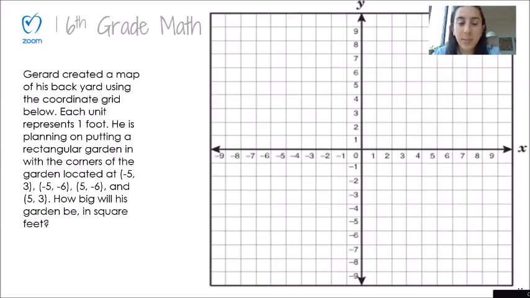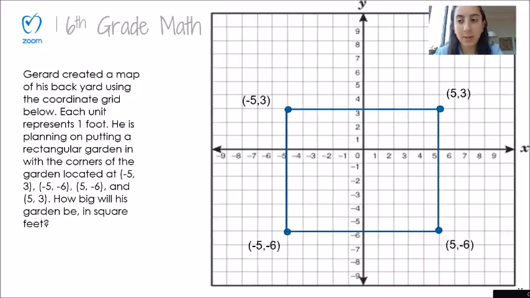When I plot these points on my coordinate grid, using what I know about traveling horizontally for my x value, or my first value, and vertically for my y value, my second value, I plot the points on my coordinate grid and I see a rectangle that looks like this.